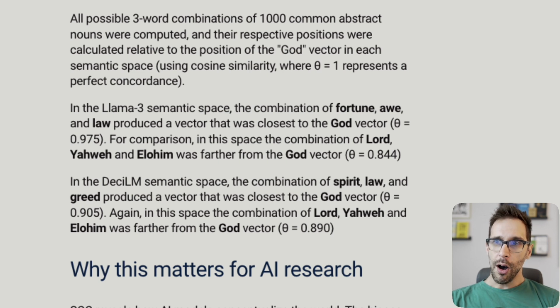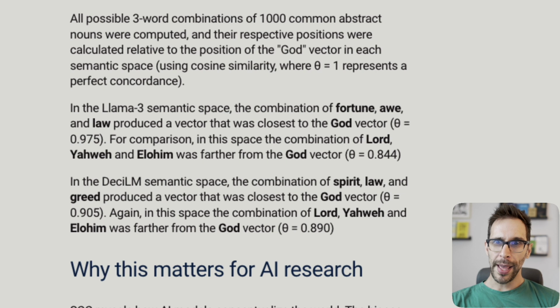And awe, this sense of overpowering majesty, that we defer to the great authority and presence and glory of something greater than ourselves, a sense of awe before the Almighty, the awesomeness of the Almighty. So fortune, awe, and law produced there is spirit, law, and greed.